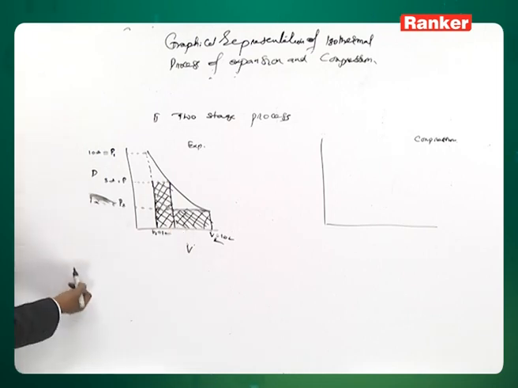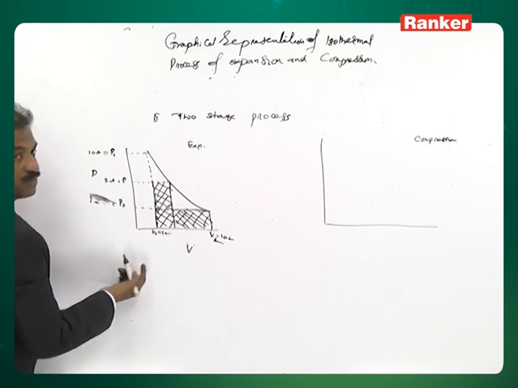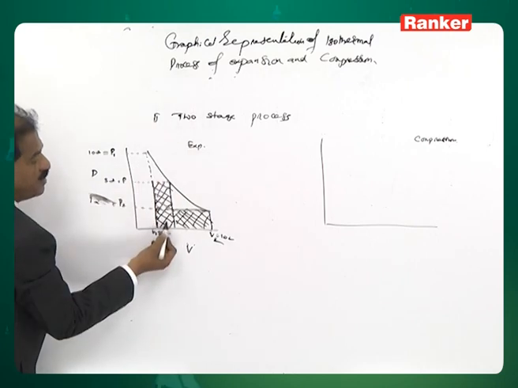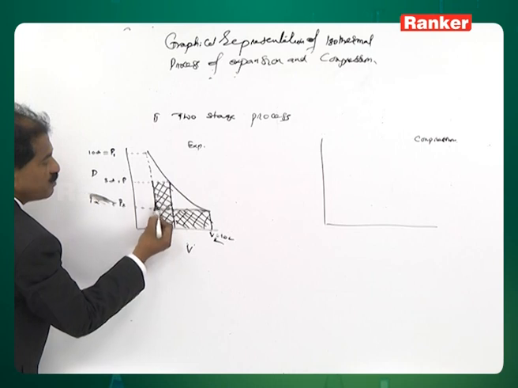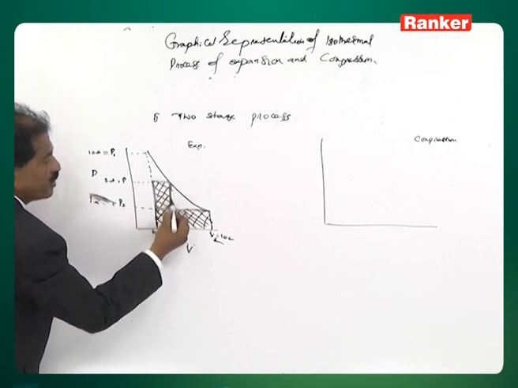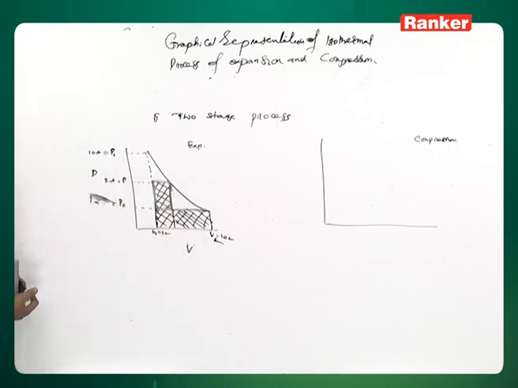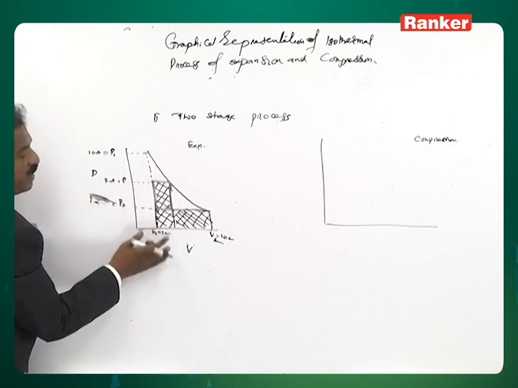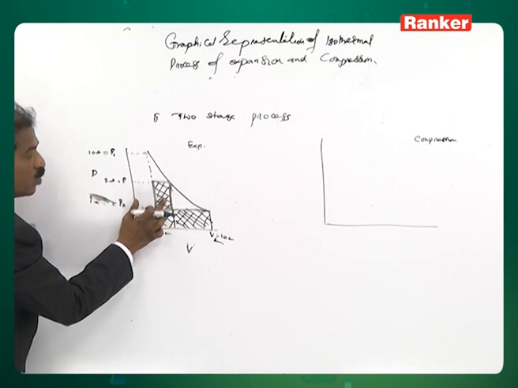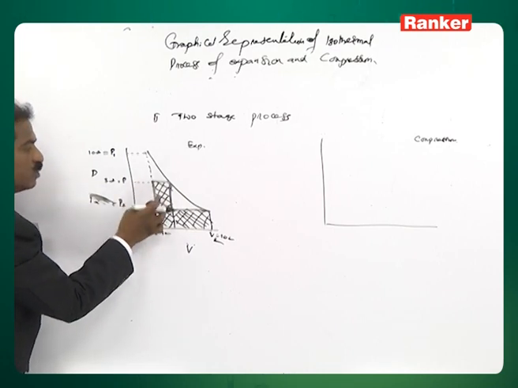Now, you compare the total area of the shaded portion we got in the earlier process and here. The total area of the shaded portion is more than this much volume. That means, if the gas undergoes expansion between similar limits in 2 stages, then naturally the gas will do more work when compared to what it does in a single step.